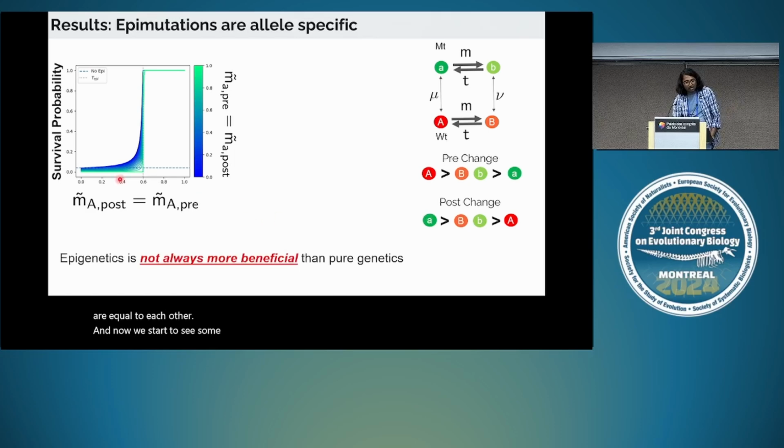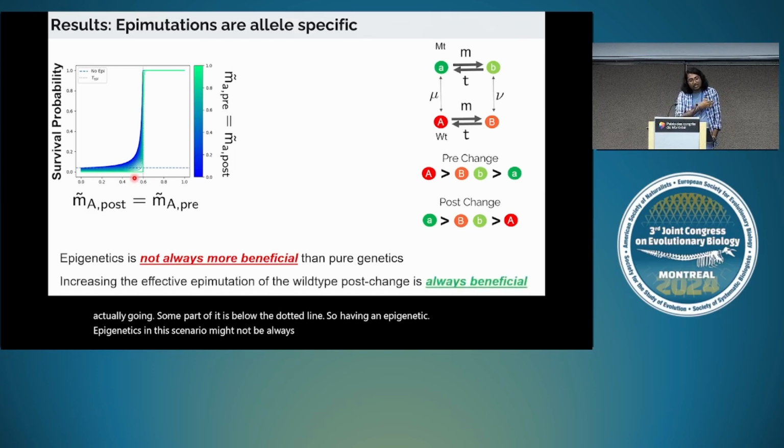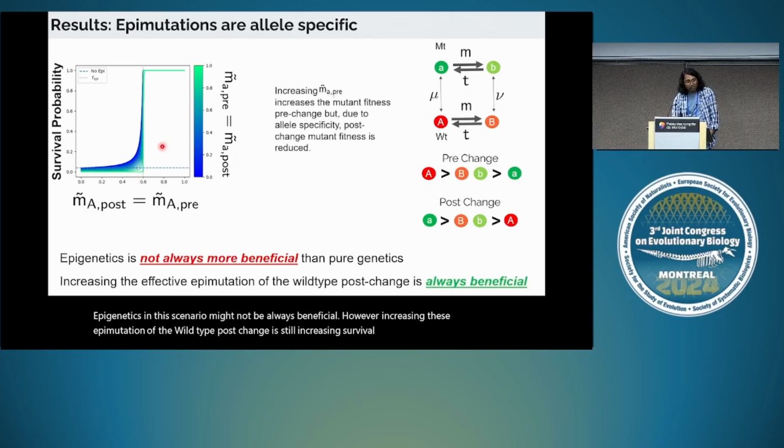So note that we have this region where your lines are actually going, some part of it is below the dotted line. So having epigenetics in this scenario might not always be beneficial. However, increasing the epimutation of the wild type post-change is still increasing survival probability. So why do we see this decrease?